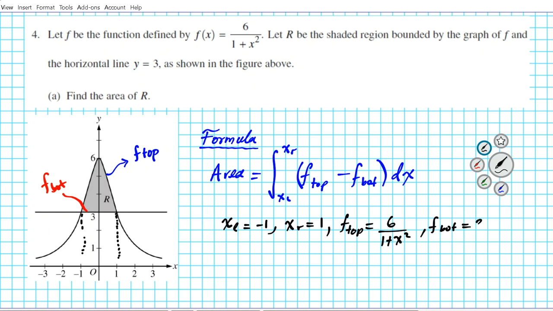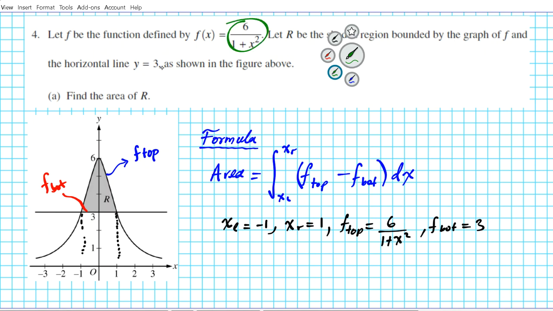and then the bottom function is going to be the linear function y equals 3. Okay, now how do we know for sure that these intersections right here are 1 and negative 1? We can solve for that just to make sure that we're not making any assumptions here. So to solve that, all we just do is set these two functions equal to each other and solve. Let's do that real quick because we don't have much time. So 6 over 1 plus x squared equals 3. Let's solve this. Cross multiply. You have 6 equals 3 plus 3x squared.